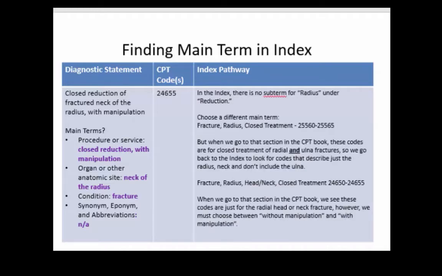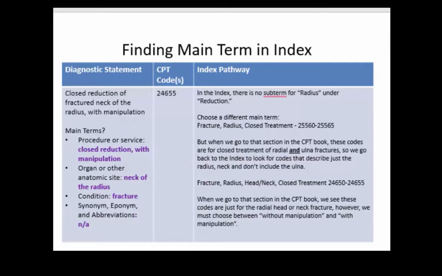There's no subterm for radius under reduction. So we're going to go to a different main term. Let's say we start with fracture, radius, closed treatment, and that takes us to this set of codes. But when we look up that range of codes in the code book, they are for the closed treatment of the radial and ulna fracture. So you've got two broken bones in your forearm. So then we're going to go back to the index and we're going to look for codes that describe just the radius, the neck of the radius, and don't include the ulna.